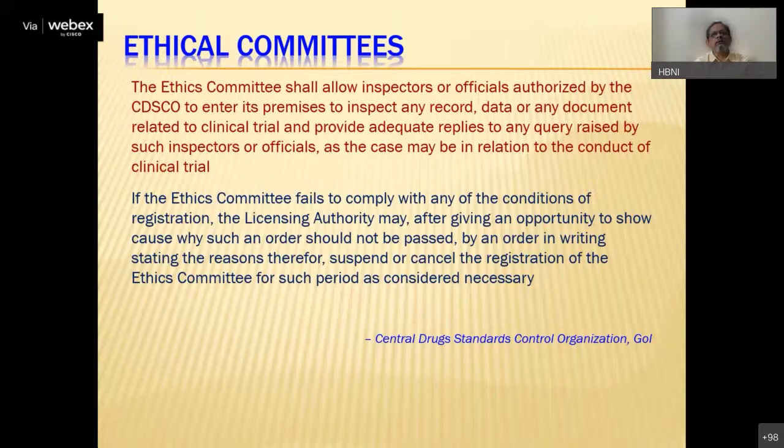So that means ethics committees have a very big responsibility in any organization. For example, in the Bhabha Atomic Research Center, we have what is called a medical ethics committee, which also has obtained its registration from the same CDSCO, and they have to conform to their guidelines and regulations as they change from time to time. So every institution which deals with biomedical research must have this kind of ethical committees.